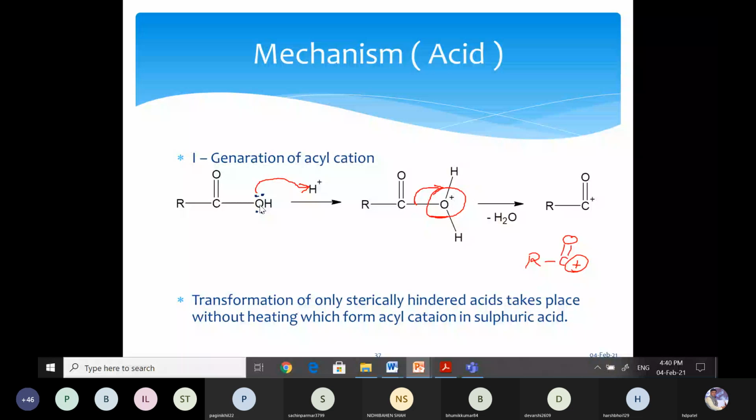OH2+. Now when we are having OH2+, oxygen is deficient in electrons, so oxygen will pull electron from the carbon. So carbon is giving electron to oxygen, and that's why carbon will gain positive charge. So it is known as generation of acyl ion or cation.